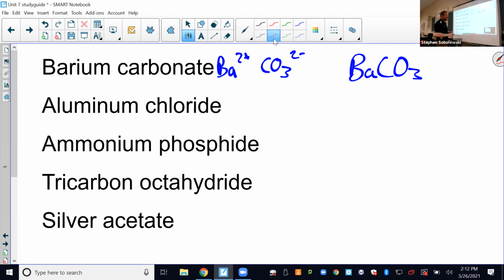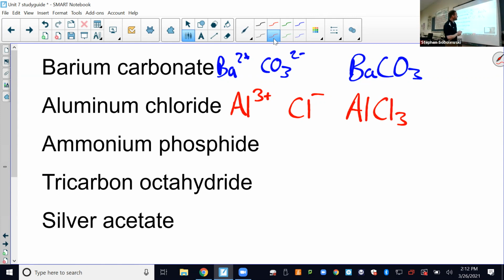Aluminum chloride, again, I don't see Greek prefixes, so it's going to be ionic. So aluminum is Al with a 3+ charge. Chloride is Cl with a 1- charge. A 3-to-1 ratio here, so you crisscross the 3 and the 1. I'm going to need 1 aluminum and 3 chloride, AlCl3.